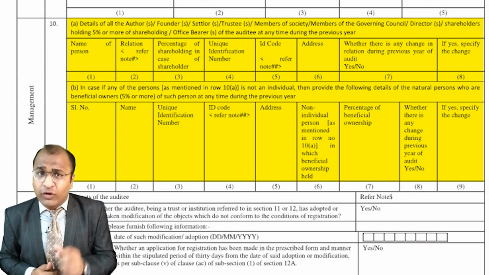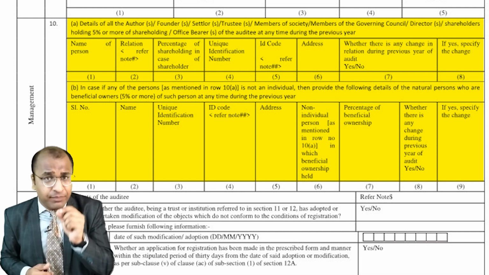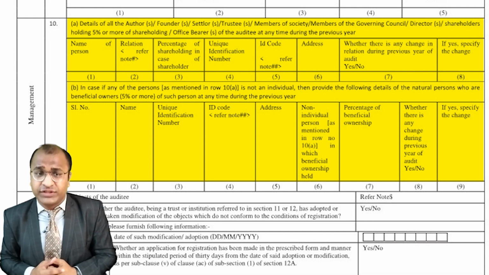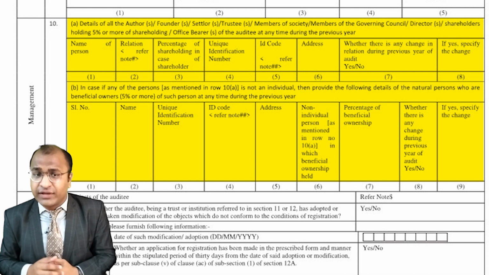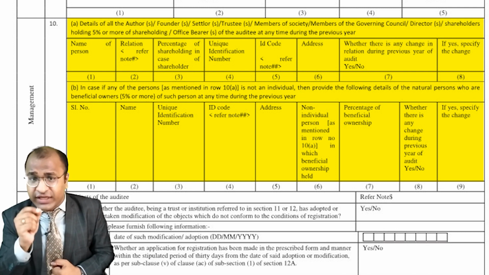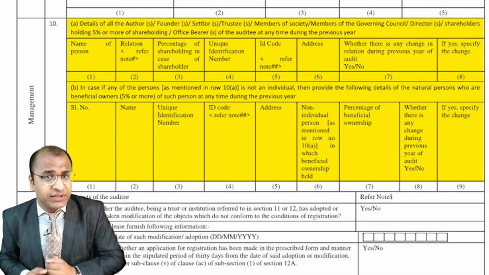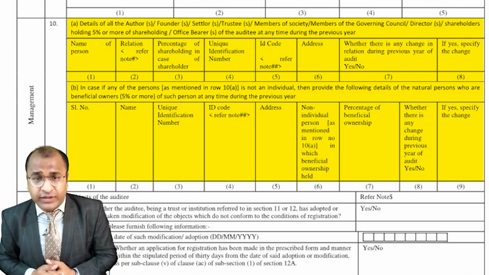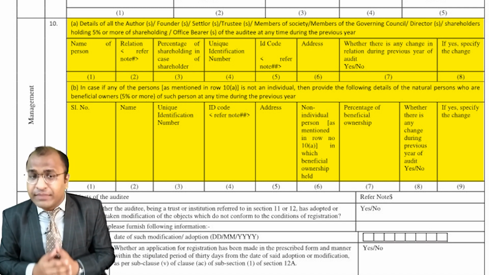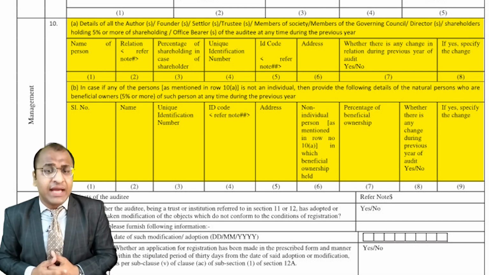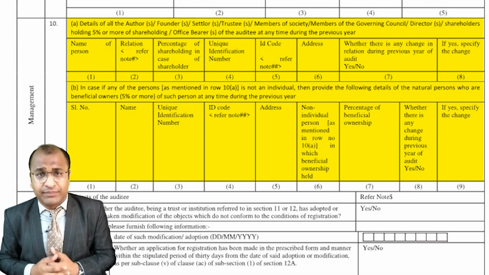Then the auditor also needs to select the main purpose or objects of the organization from the list mentioned in the definition of the charitable activities, and if any modification has been done during the previous year, whether the application has been made to the concerned authority and the details of such application.